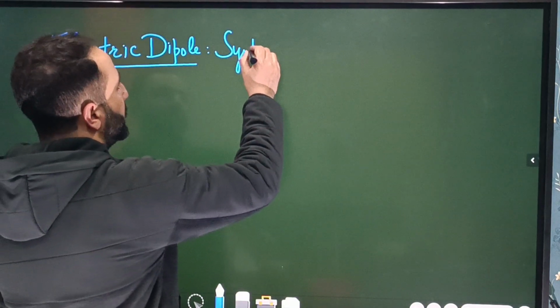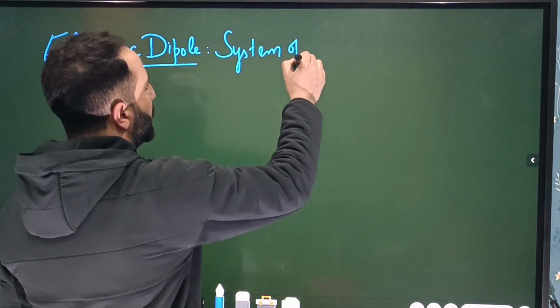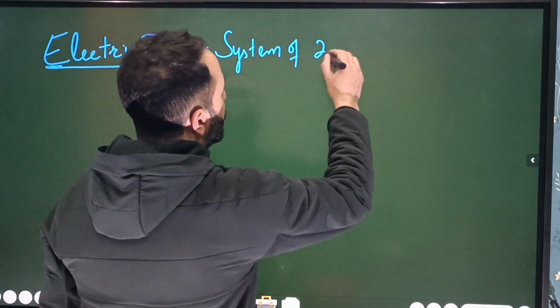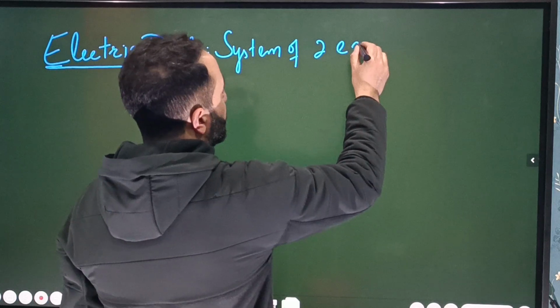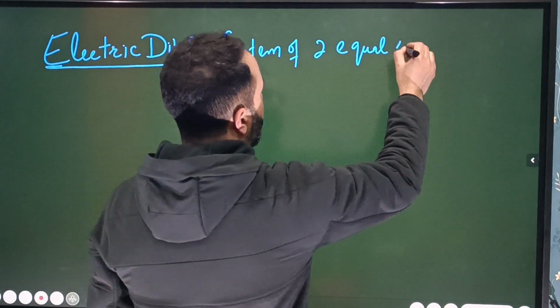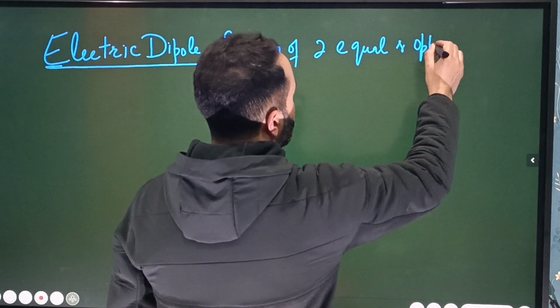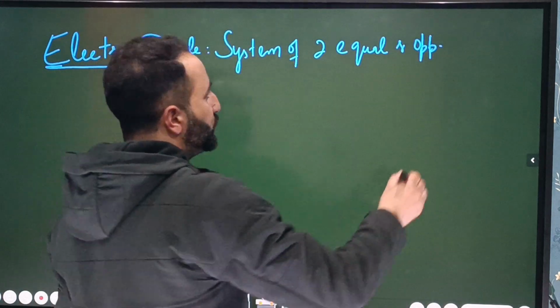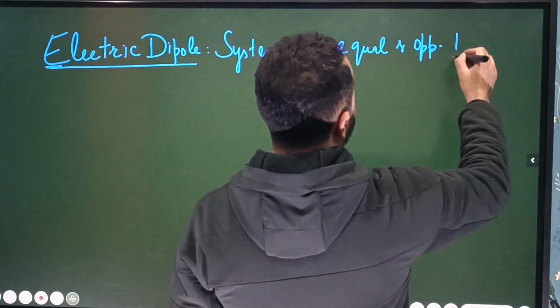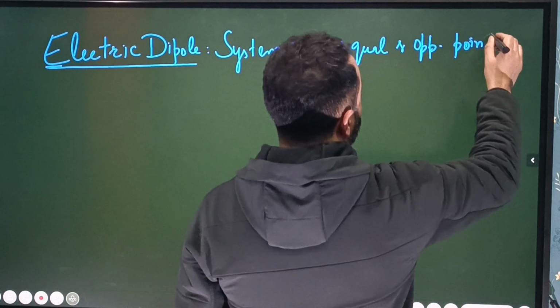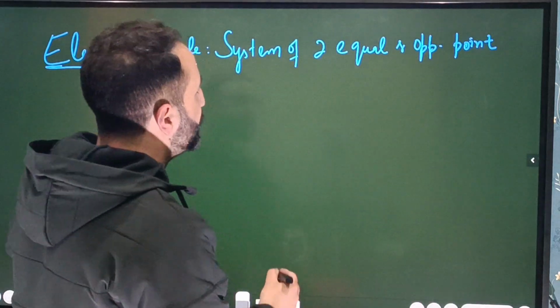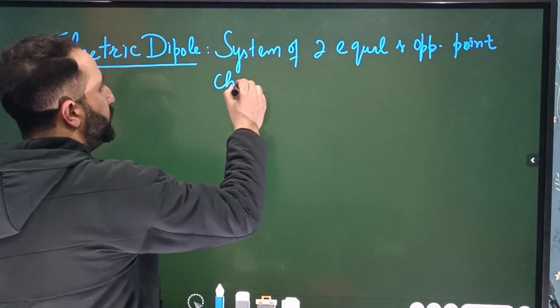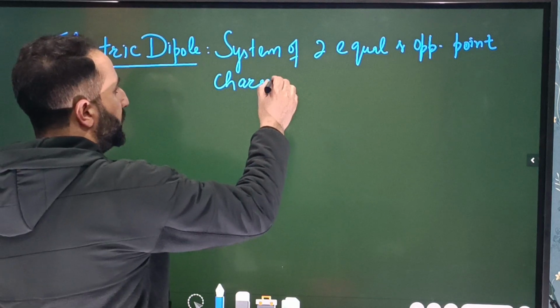It is a system of two equal and opposite point charges. Equal implies same in magnitude, opposite implies that the charges are opposite. Point charges. Opposite means that one is positive, another is negative.